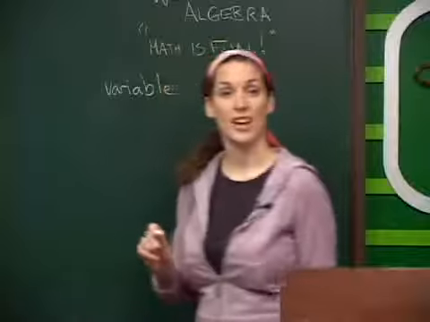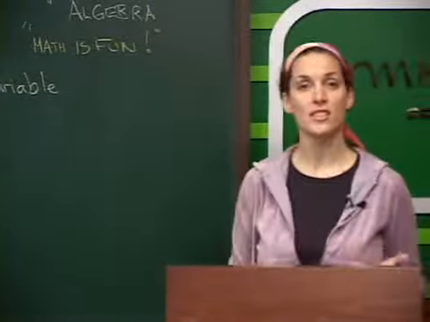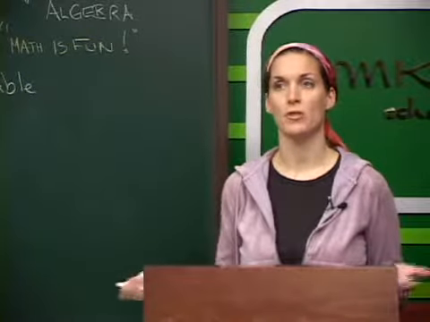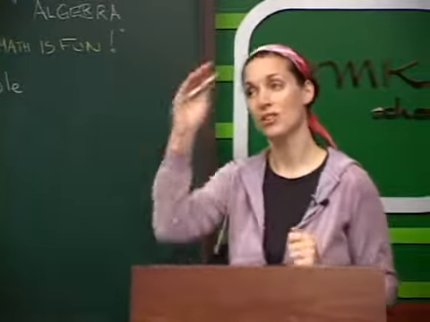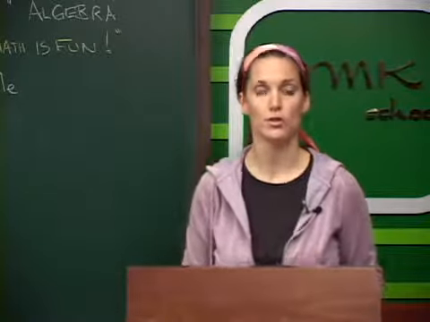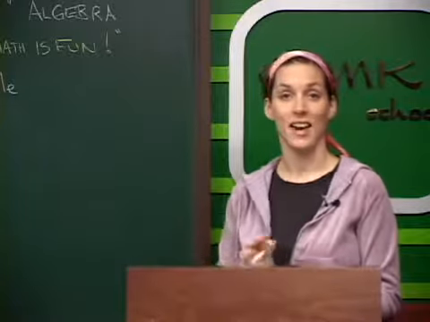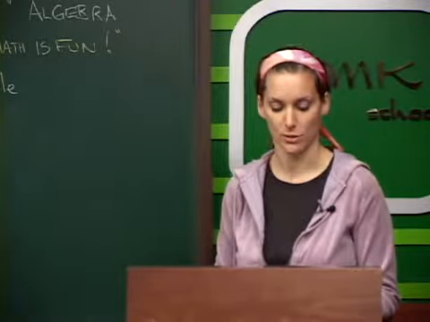A variable can be any letter: A, B, C, D, E, F, G, any of those. It's just a symbol to represent something you don't know. I don't know how far it is, so I'm going to give it a symbol. That's what it's used for. It's used to represent unspecified numbers or values, and any letter can be used.